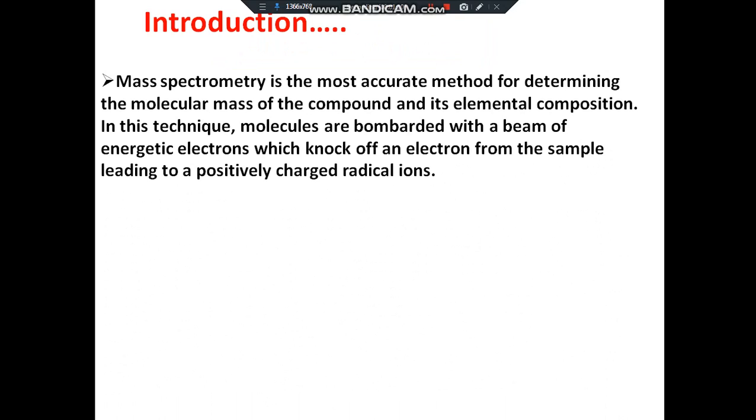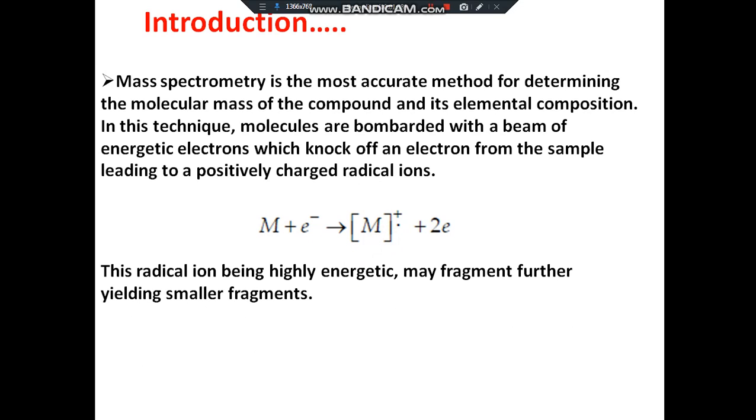Mass spectrometry is the most accurate method for determining the molecular mass of a compound and the composition of the elements present in the compound. In this technique, molecules are bombarded with a beam of energetic electrons which remove an electron from the molecule so that positively charged radical ions are formed. This radical ion, being highly energetic, means unstable, so it undergoes fragmentation.